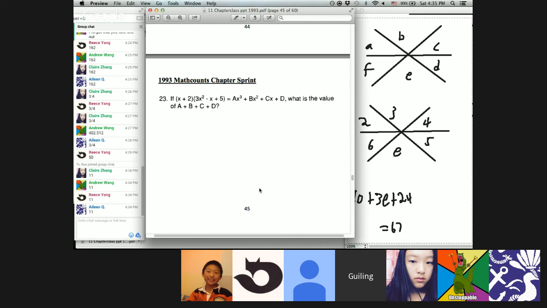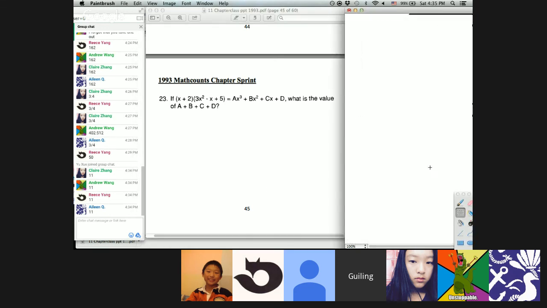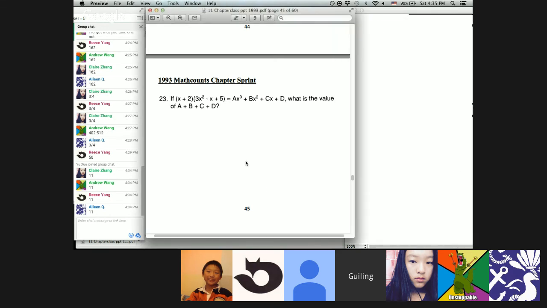Okay, let's do this one. If x plus 2 multiplied by 3x squared minus x plus 5 is equal to ax to the power 3 plus bx squared plus cx plus d, what is the value of a plus b plus c plus d?